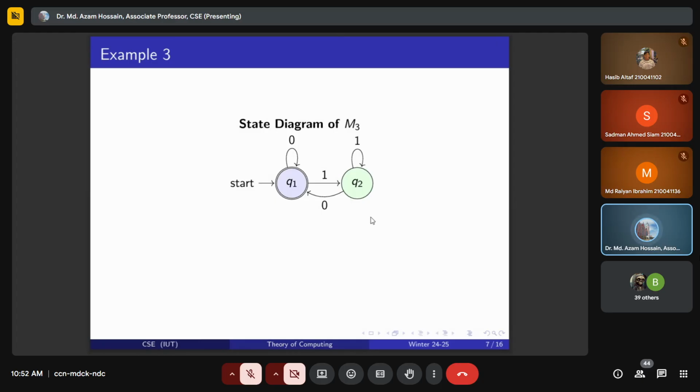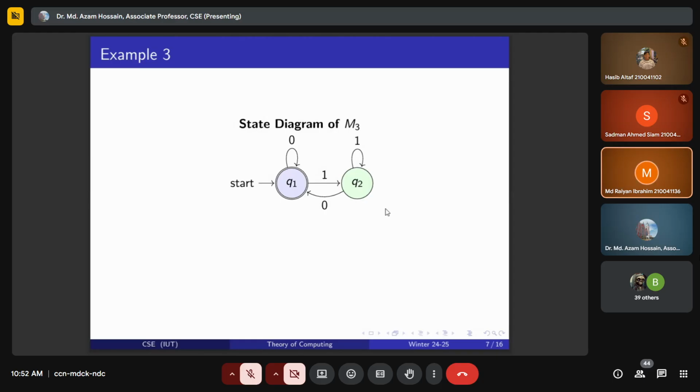This machine ends with zero. If it is a machine for binary numbers, what does it mean if any binary number ends with zero? It's an even number, sir. Even number. And also another way we can say it is divisible by 2.